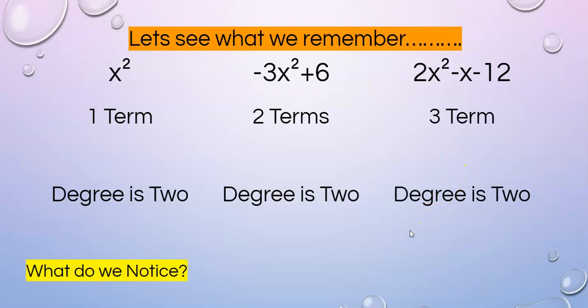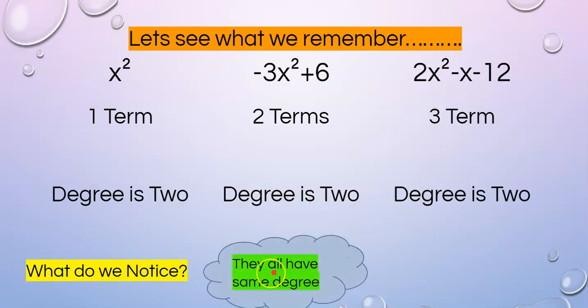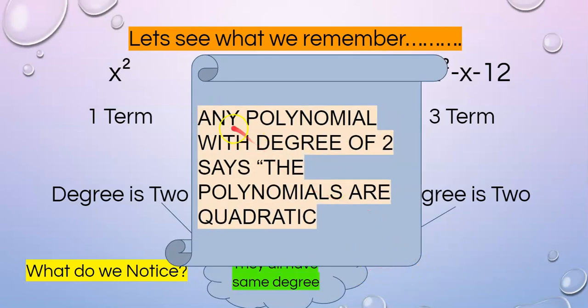Now, what do we notice? When it comes to the three polynomial expressions that we were given, what do we notice about all three of them? Well, you probably noticed that they all have a degree of 2, which means that is the highest exponent in each one of those polynomial expressions. Okay? So, that's right. They all have the degree of 2. Any polynomial with a degree of 2 is quadratic. Okay? Quadratic.